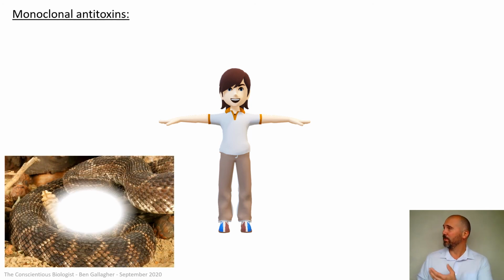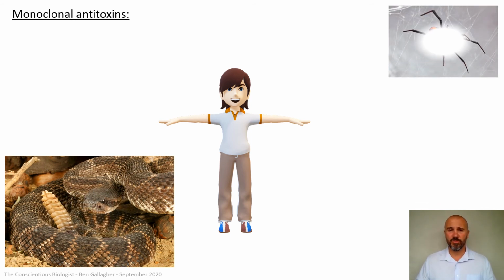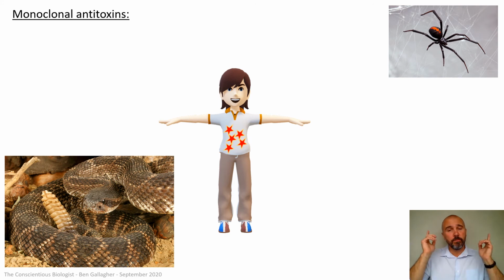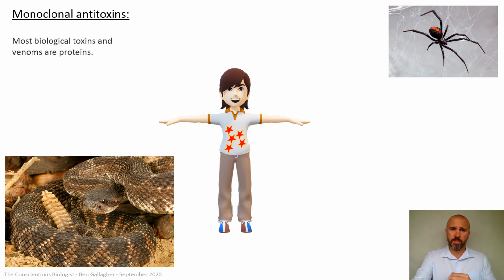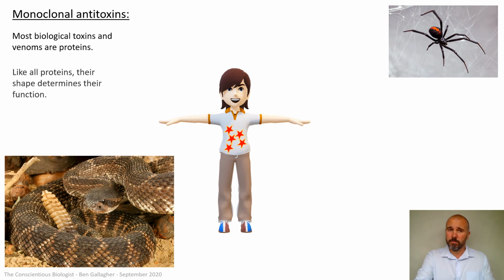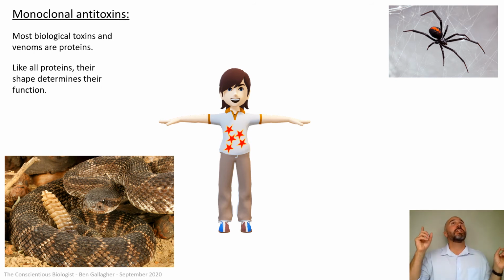Let's say they've just been bitten by a highly venomous rattlesnake or maybe a black widow spider. That means the toxins from those will be in their blood. Just like bacterial toxins can be in their blood, these could be toxins from other creatures, because almost all toxins and venoms are protein based. These creatures will have made them because they will have genes in their DNA that code for the protein that is the toxin. The ribosomes make the toxin, make the protein, and they inject it into the person.